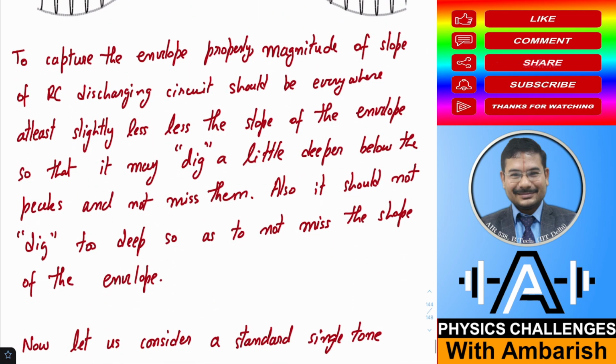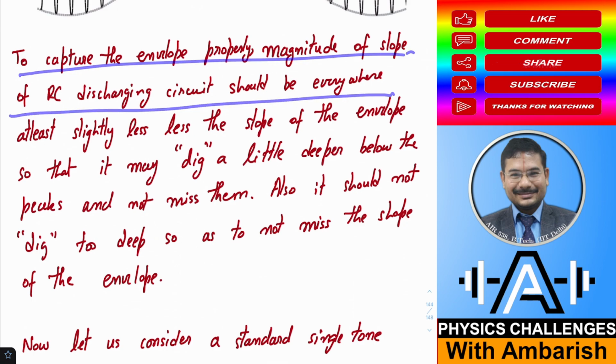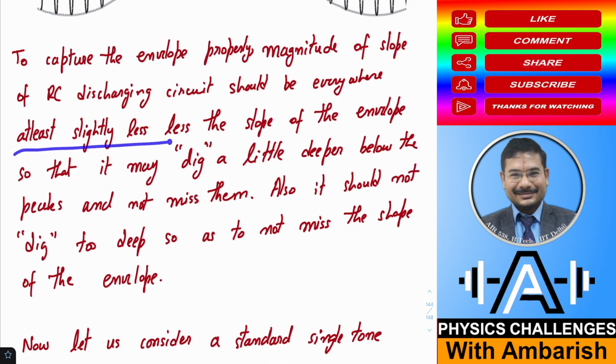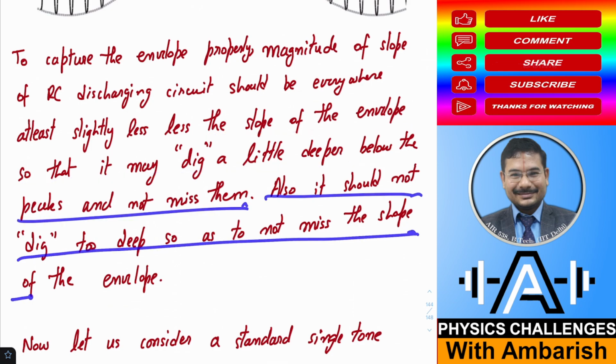So that's what I've written. To capture the envelope properly, the magnitude of the slope of the RC discharging circuit should be everywhere at least slightly less than the slope of the envelope. Actually it's a negative slope, that's why I've said slightly less than. Otherwise if you take the magnitude, in simpler words, it should be steeper than the slope of the envelope. The graph of the RC discharging should be steeper than the slope of the envelope, so that it may dig a little deeper below the peaks and not miss them. Also it should not dig too deep, so as not to miss the shape of the envelope, right?